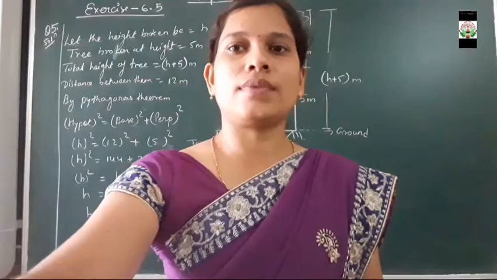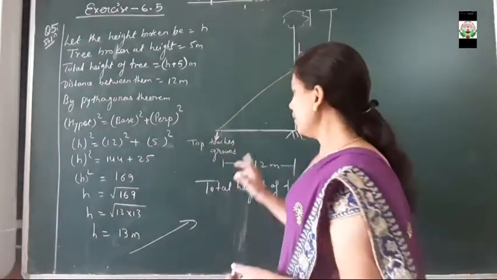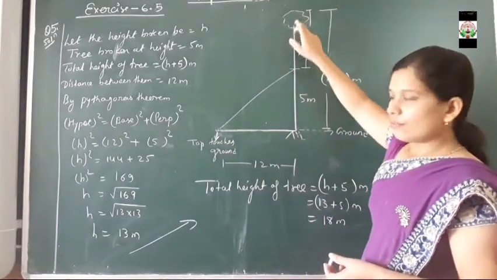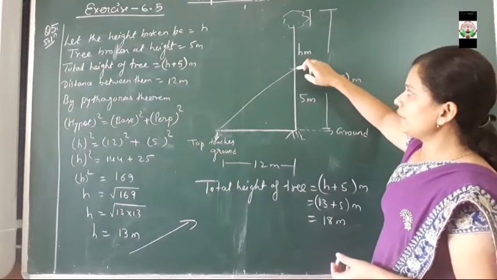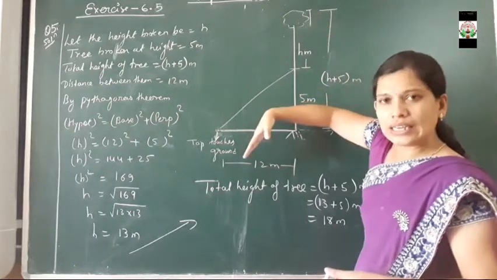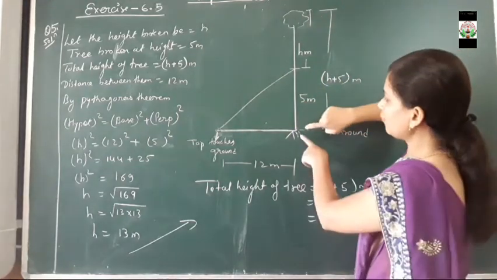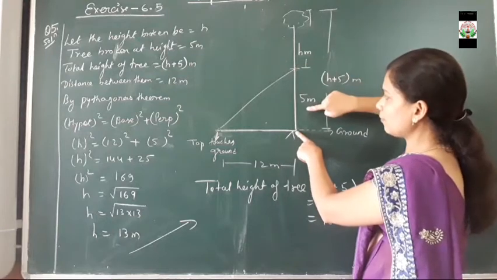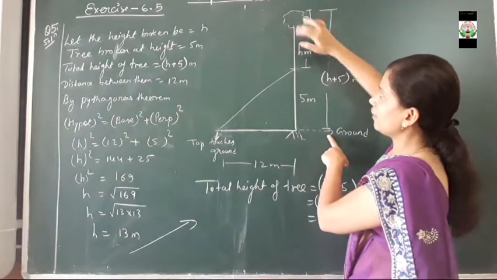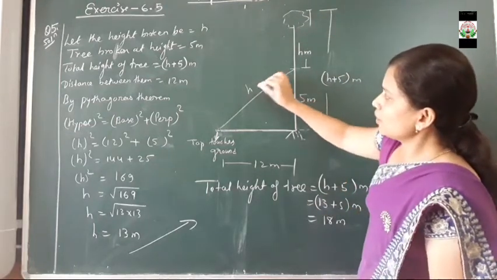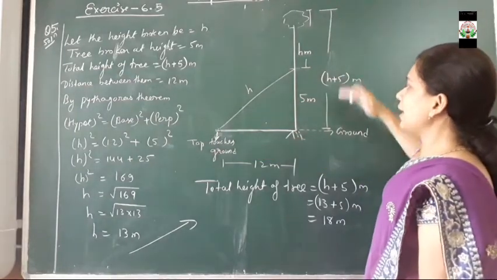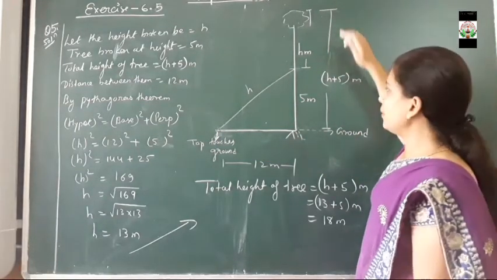As I had explained the diagram, this is the ground, and this is the tree trunk. From the ground to the height 5 the tree is broken, means यहाँ से लेकर यहाँ तक जो tree है वो ऐसा टूट करके नीचे ground को touch किया. So the height from the ground to where the tree is broken is 5 meter. The height from where it is broken till the end we had considered as h meter. So the total height from the ground to the top of the tree will be h plus 5.